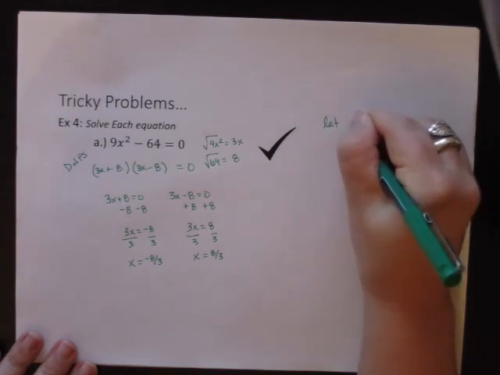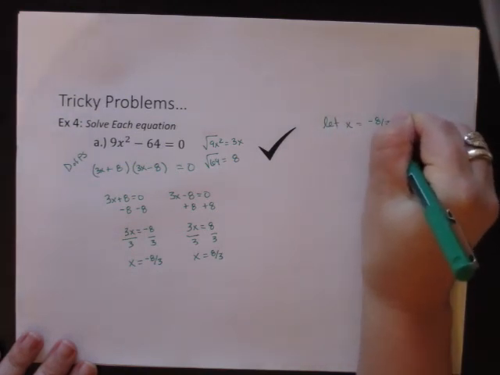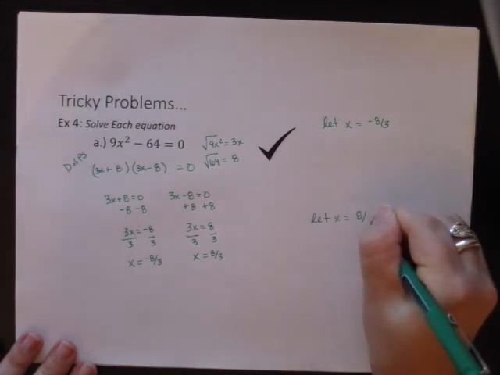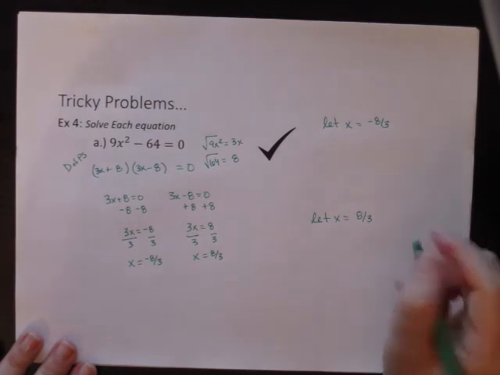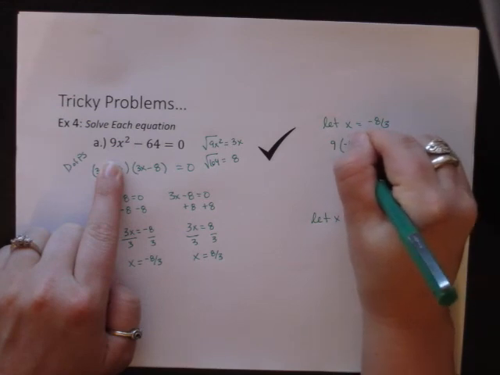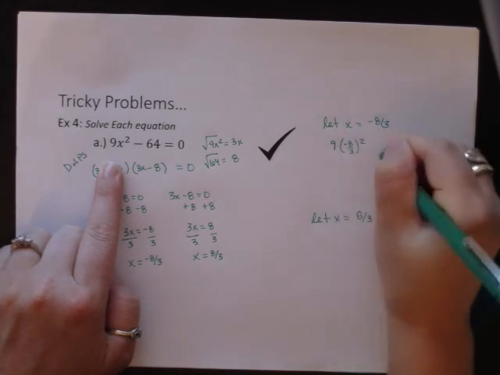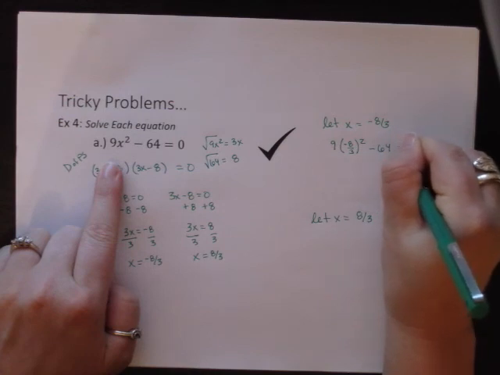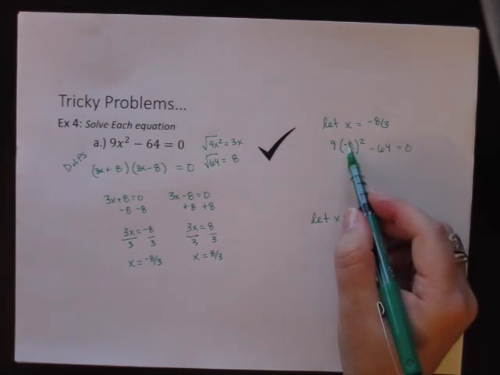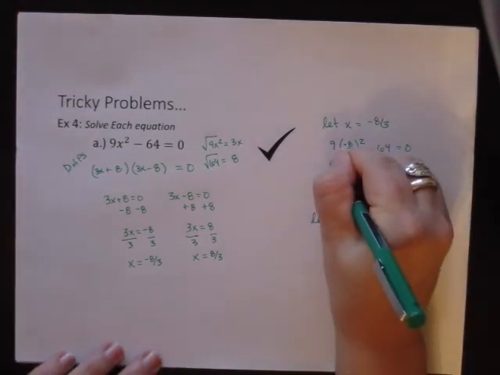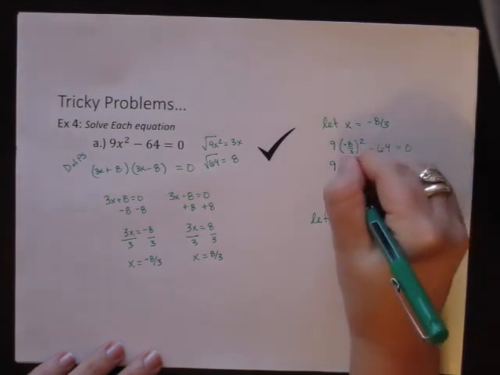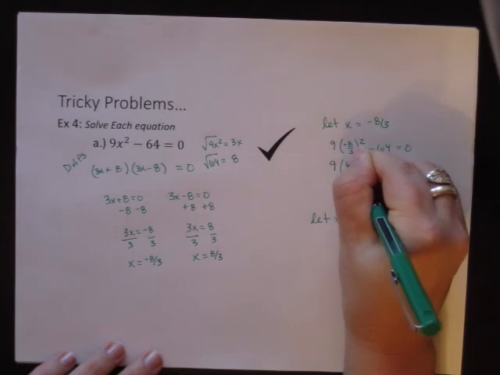So first, we're going to let x equal negative 8 over 3. And then we're going to let x equal positive 8 over 3. Okay, so let's do this. We plug it into the original equation, so we've got 9 times (negative 8 over 3) squared minus 64 equals 0. Alright, the easiest way to deal with this is to apply the exponent to the numerator and the denominator, so negative 8 times negative 8 would be positive 64.